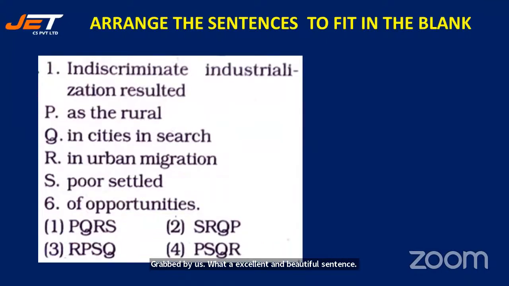Indiscriminate industrialization resulted dash of opportunities. So 4 options. P says as the rural. Q says in cities in search. R says in urban migration. S says poor settled. So 4 options, arrange it in proper order. Is it option 1 PQRS? Is it option 2 SRQP? Is it option 3 RPSQ? Or is it option 4 PSRQ?